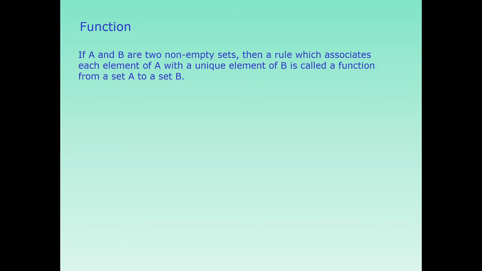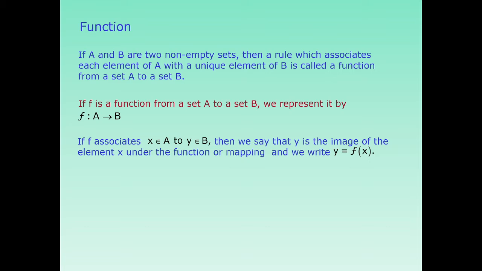What is a function? We know that if A and B are two non-empty sets, then a rule which associates each element of A with a unique element of B is called a function from set A to set B. In this case, we use the notation f: A to B as a function. That is, if f associates x belonging to A to y belonging to B, then we say that y is the image of the element x under the function or mapping, and we write y equal to f(x).